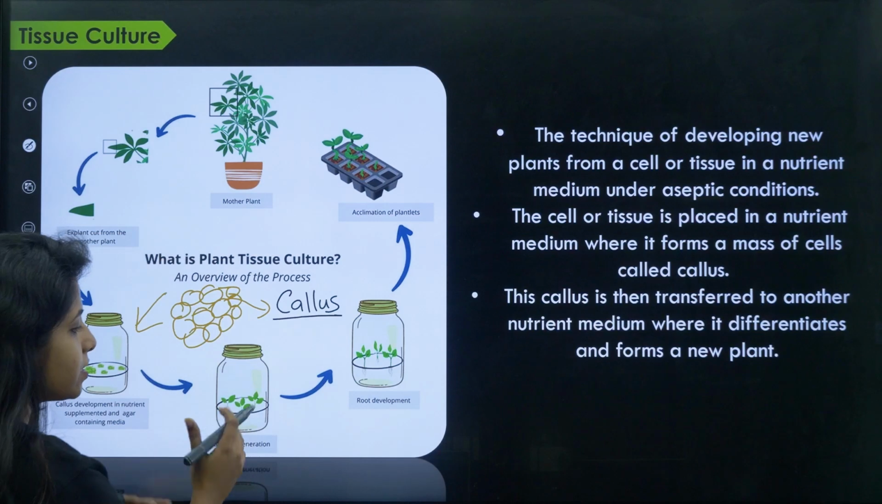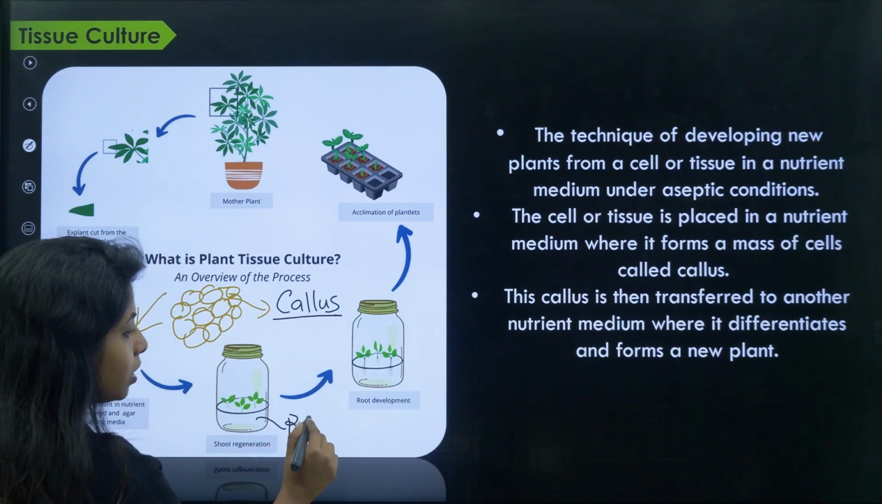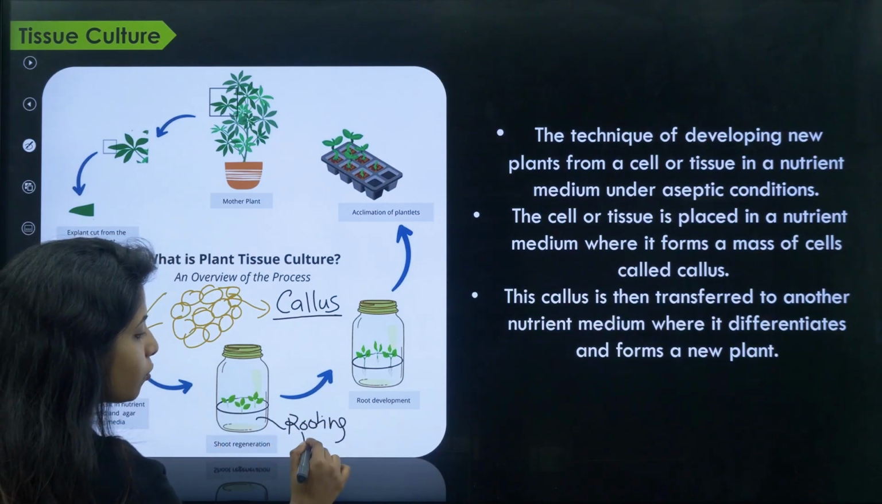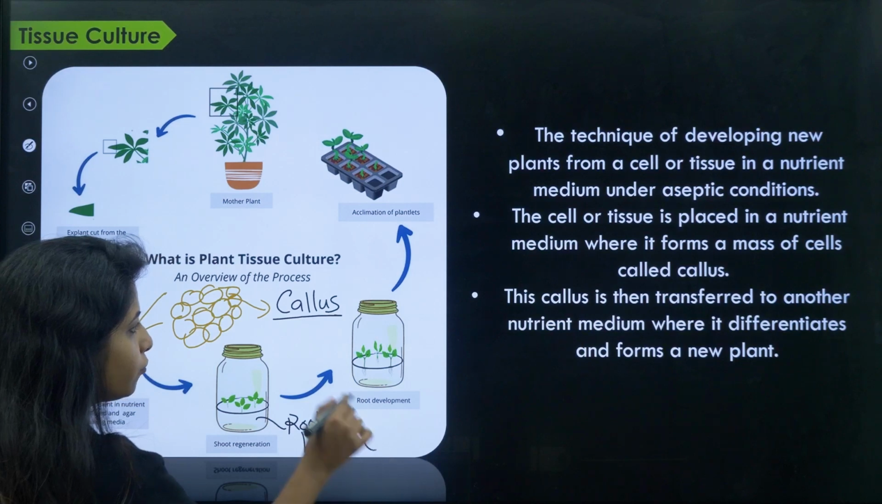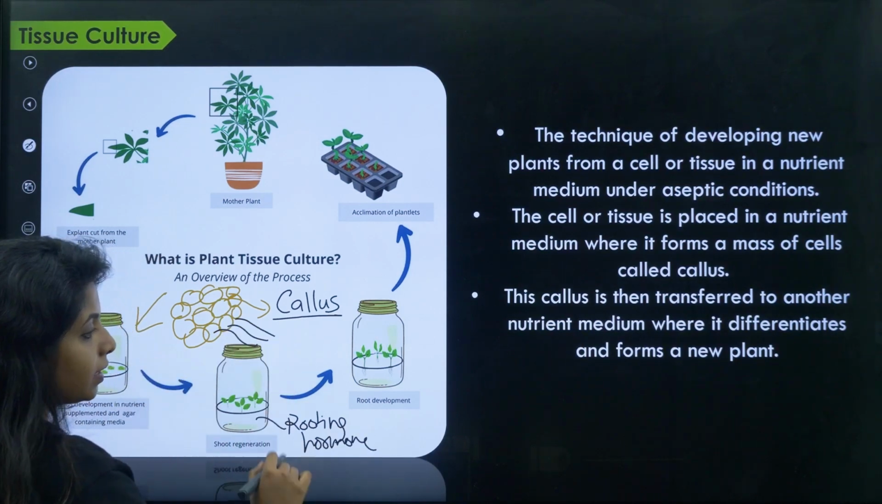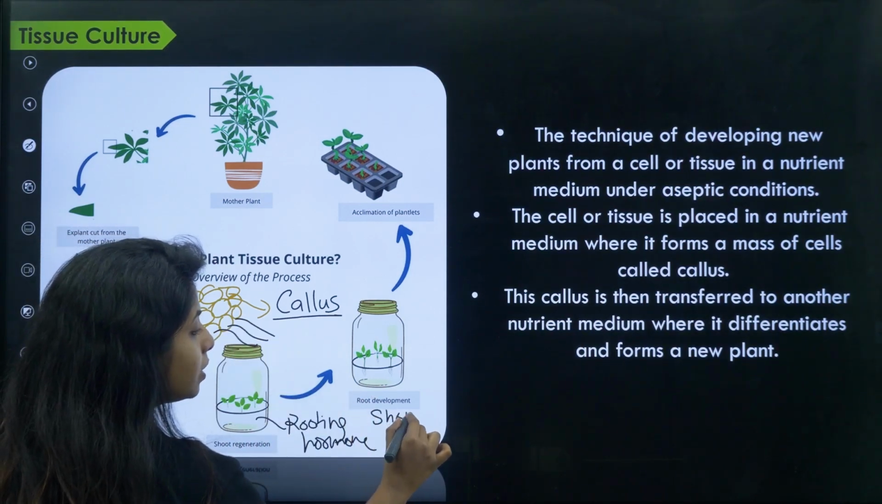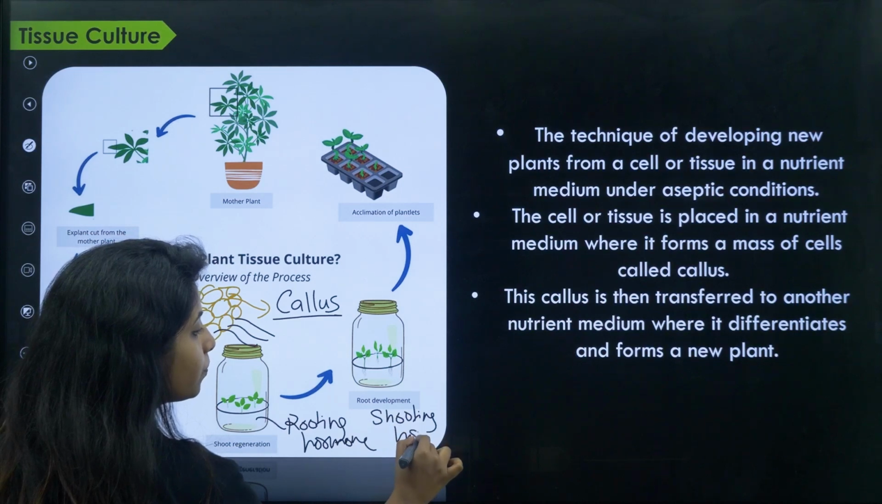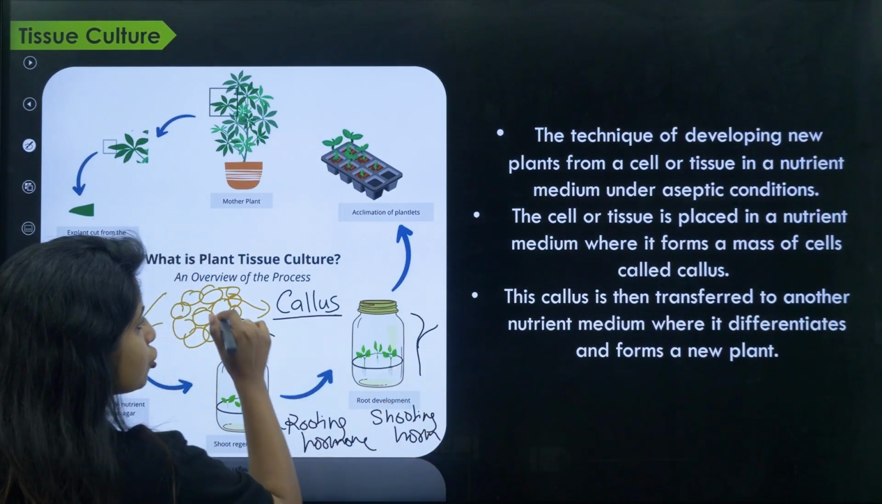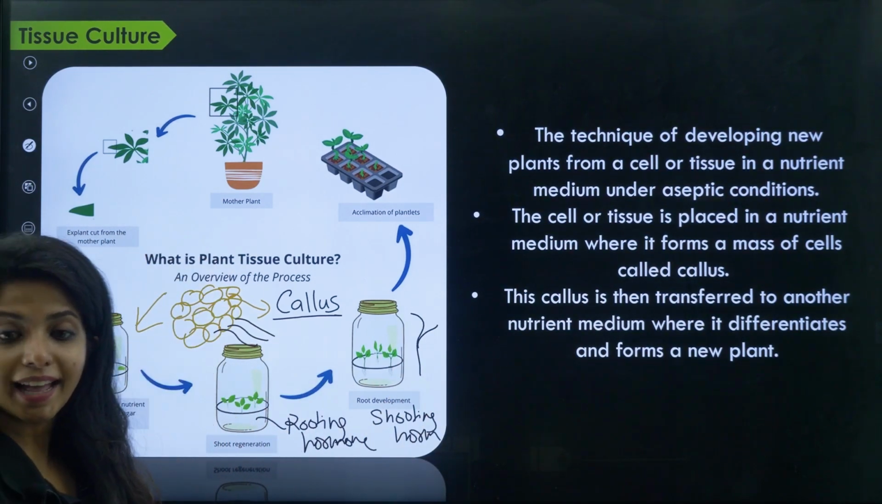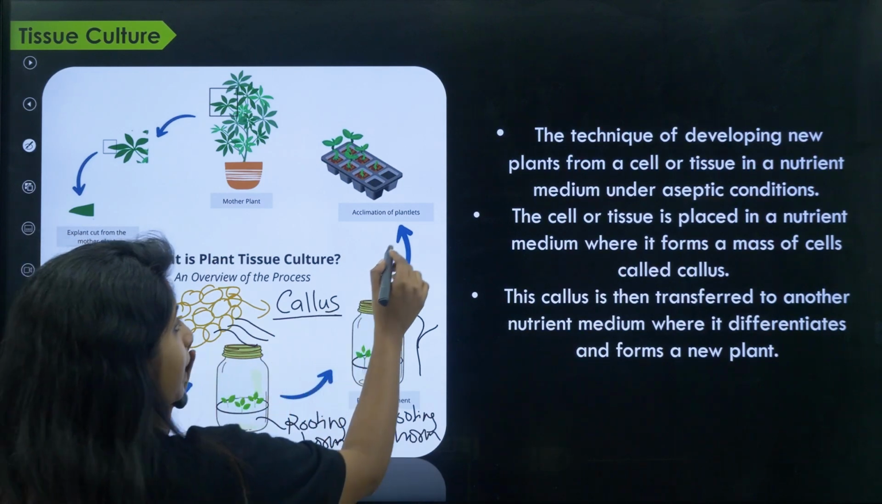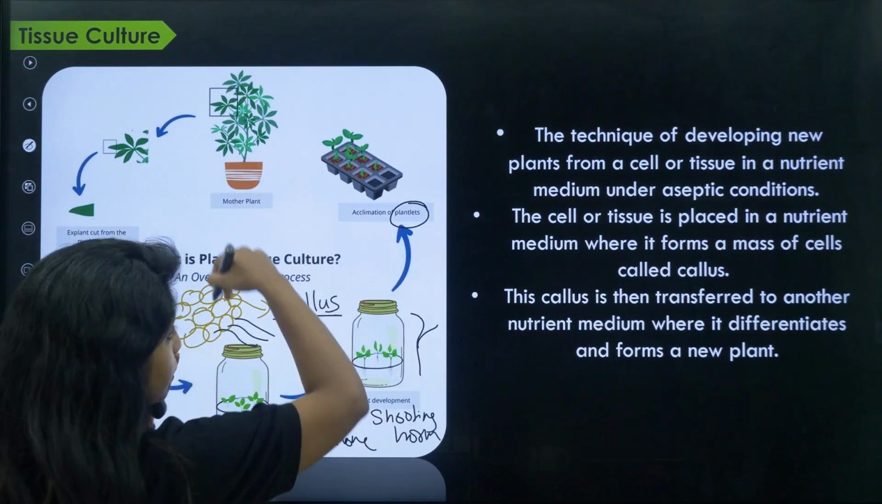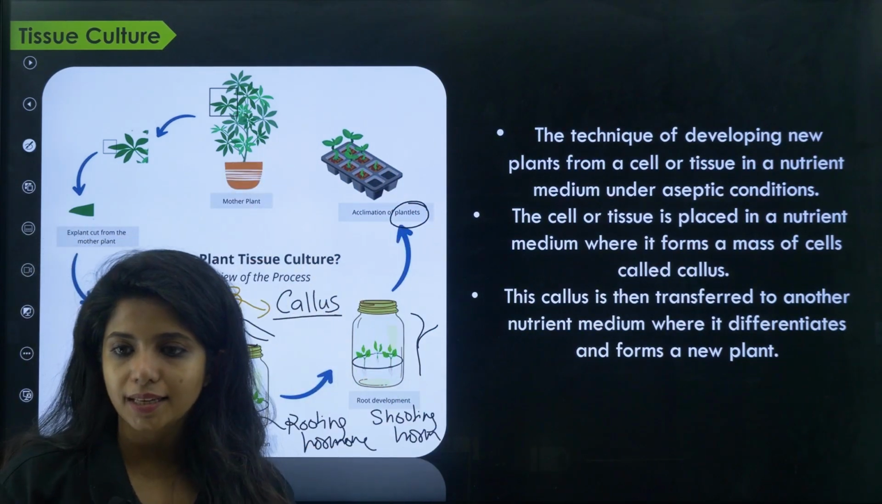If you put the callus in a system that contains the rooting hormone, it will slowly form what, children? Roots. Then you put it in something that has the shooting hormone. So basically it will form the shoot, that is the upper part of the plant, and then later you take the small plantlets and put them in the soil where they can grow very easily.